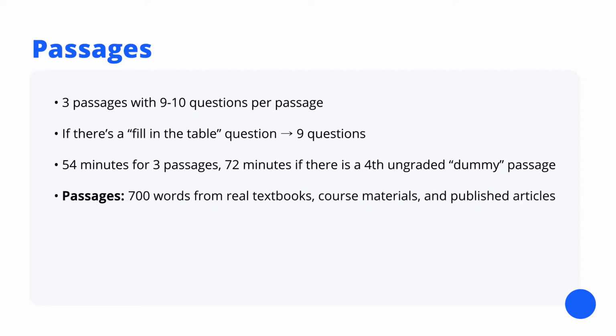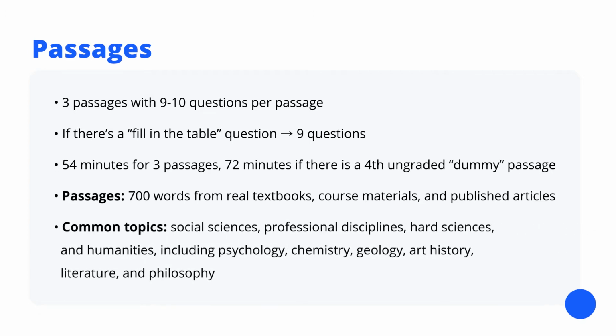Each passage is around 700 words and comes from real textbooks, course materials, and published articles. TOEFL uses diverse university-level readings that introduce a discipline or topic to measure how well you can read academic materials. Common topics: social sciences, professional disciplines, hard sciences, and humanities, including psychology, chemistry, geology, art history, literature, and philosophy.